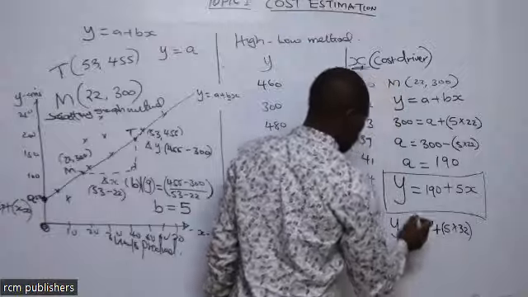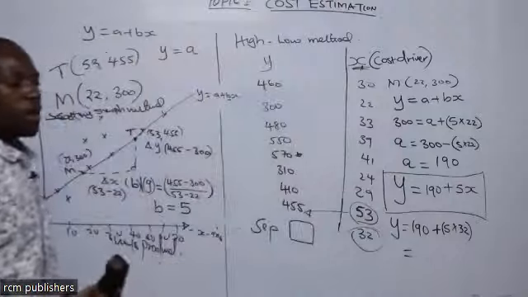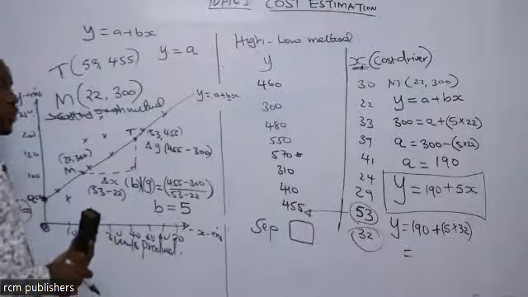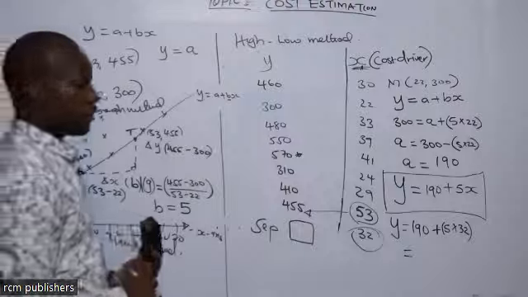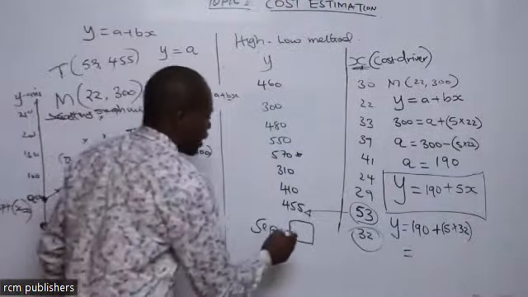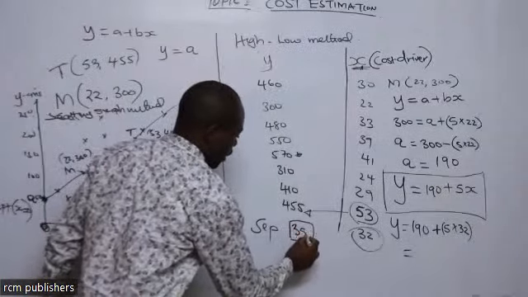What will be my total production cost for the month of September? 350.